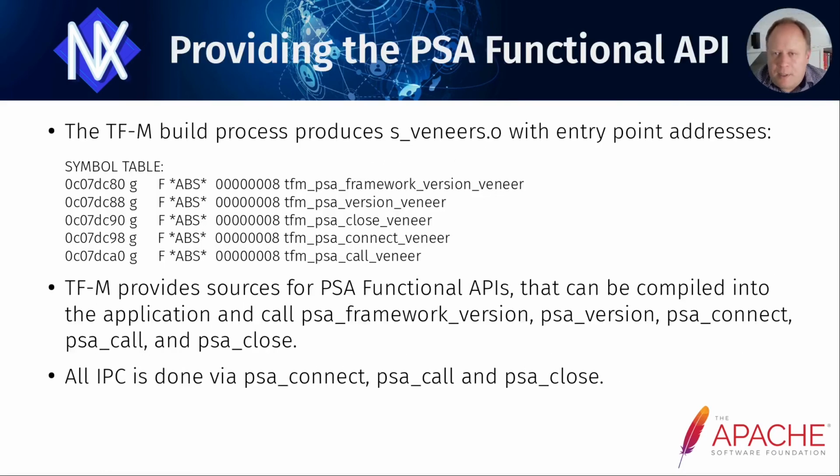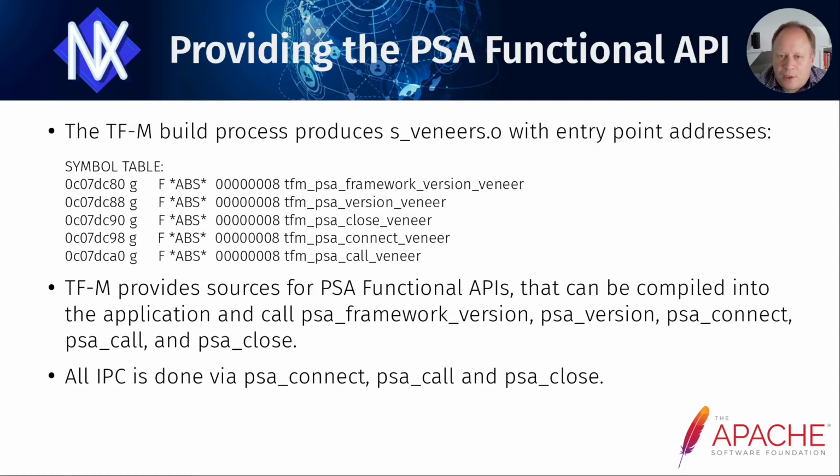So let's look into what needs to be done to give access to the PSA Functional API for applications. Besides the actual TrustedFirmware-M binary image, the build process also produces the s_veneers.o object file, which provides the entry point addresses to 5 secure functions that non-secure code can call. Furthermore, the TrustedFirmware-M repository provides source code that is meant to be compiled into a static library and linked to the non-secure code. This source code implements the PSA Functional API based on 5 service functions that correspond to the 5 entry points in the s_veneers object file.